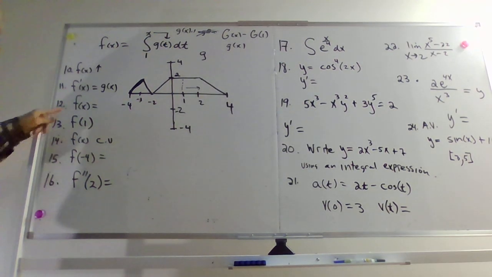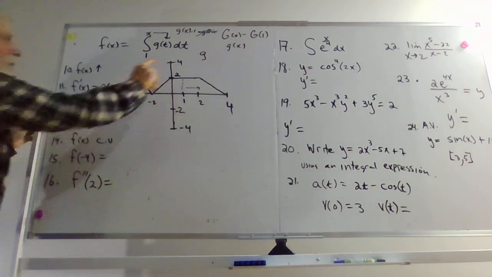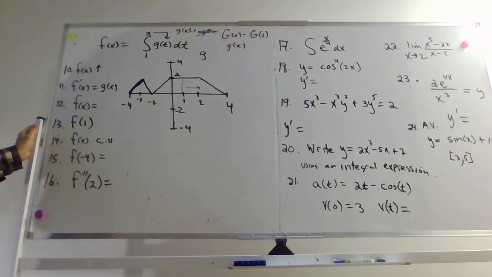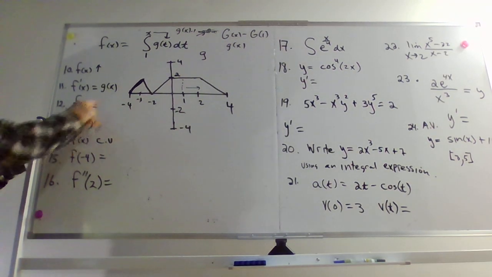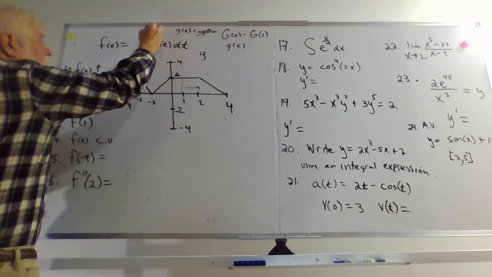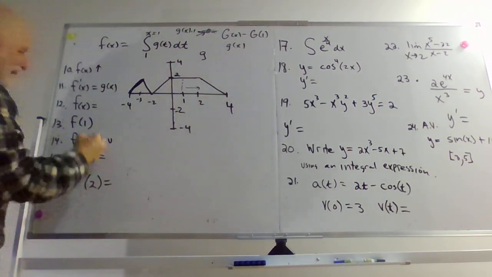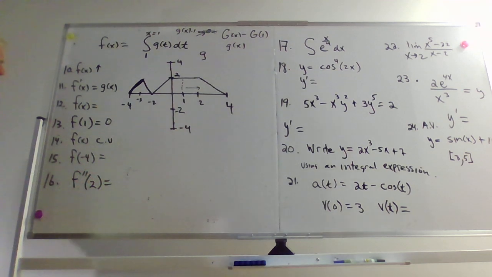Okay, what is f of x? F of x, I suppose, is big G of x minus big G of 1. So we talked about that a little bit. What is f of 1? F of 1 is the area accumulating from 1 to 1. So how much can I draw from 1 to 1? I don't think I can draw anything.